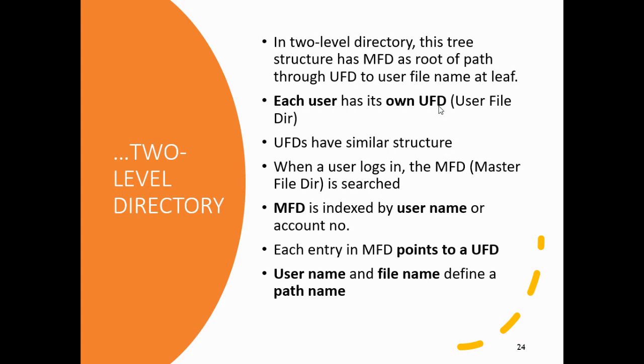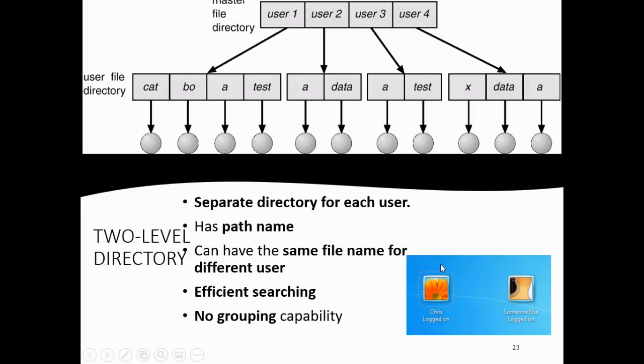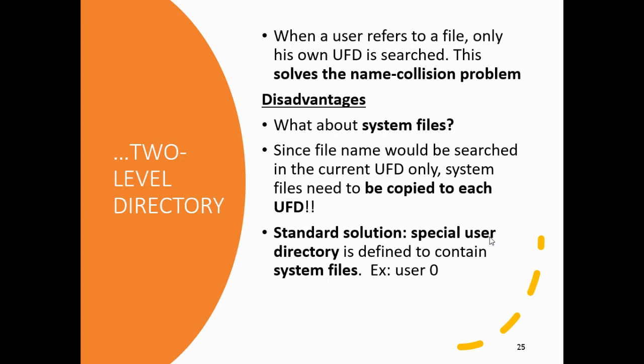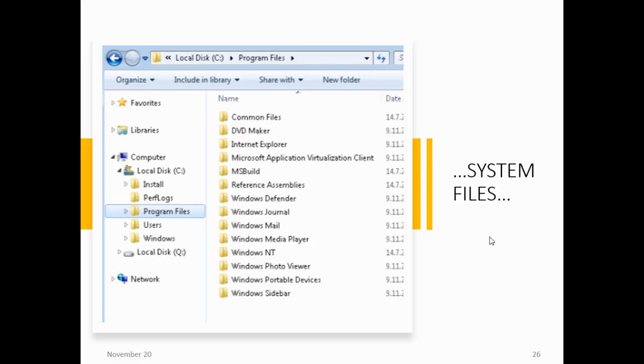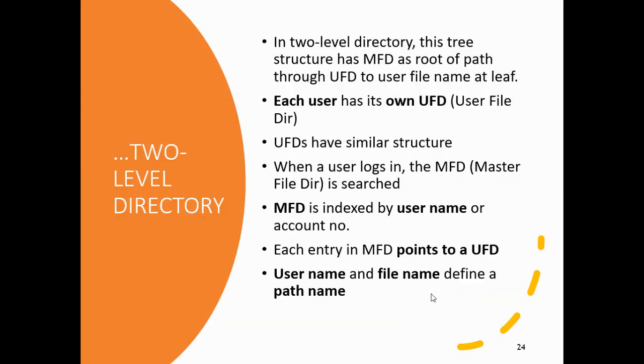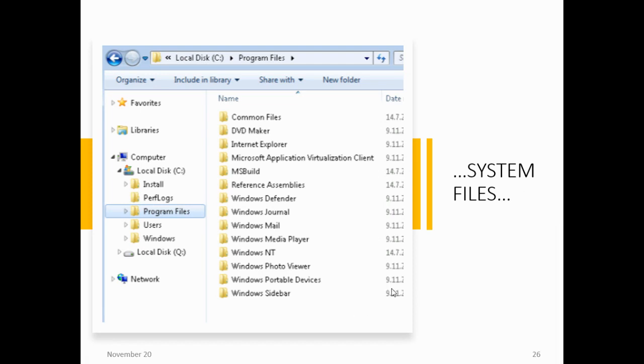If you look back at this diagram, both user accounts belong to one operating system. So you would have something called the master file directory and something called the user directory. Because both of these users are in one operating system, both need to have the program files or the system files belonging to the operating system. So what are the system files?